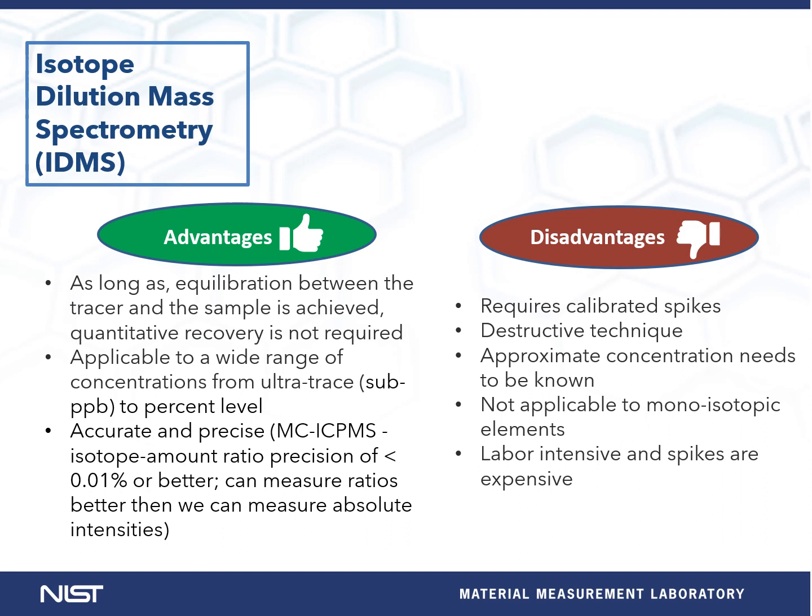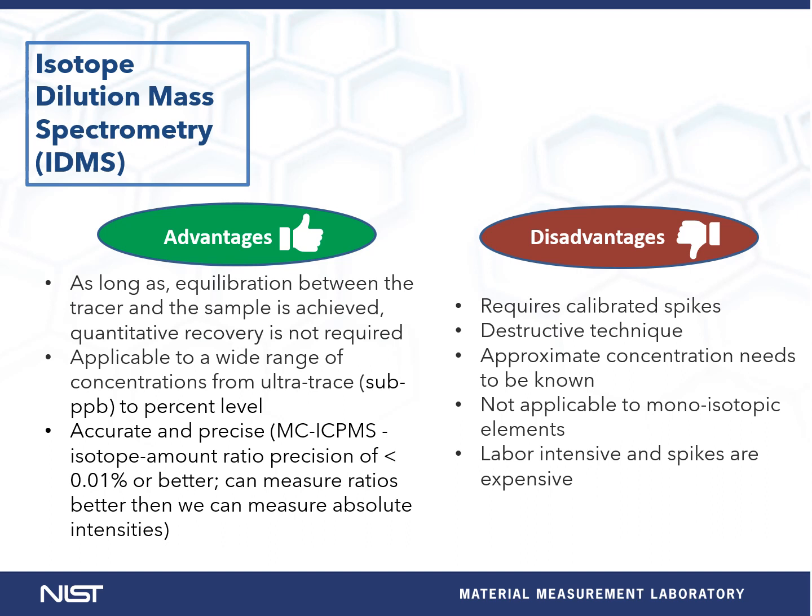There are several advantages and disadvantages to the isotope dilution mass spectrometry technique for concentration determination. The advantages of the technique are that quantitation recovery is not required as long as equilibration between the spike and sample is achieved. The technique is applicable to a wide range of concentrations ranging from sub-ppb to percent level. It is very accurate and precise, and precisions of better than 0.01% can be achieved. And the technique is capable of resolving some interferences that are a challenge for alpha spectrometry, including being able to resolve the plutonium-239 and plutonium-240 isotopes.